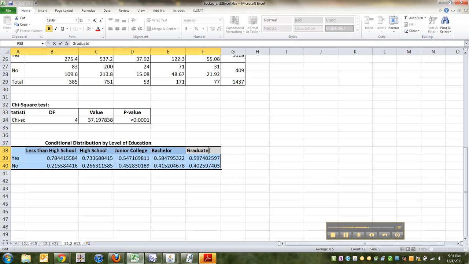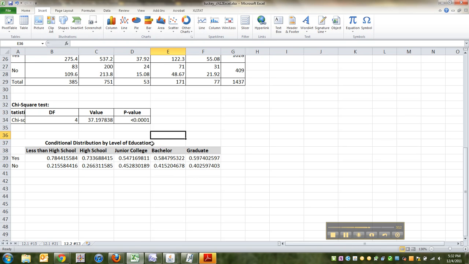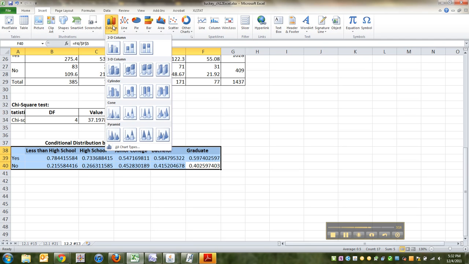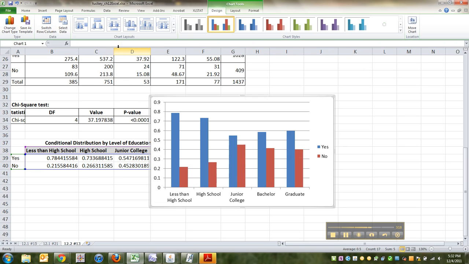So I highlight the data. I'm going to go to Insert. Oops, I must have highlighted it wrong. Hold on. There we go. Insert, column. Pick that column. And there we go. There's the yeses, there's the nos, high school, and so on.